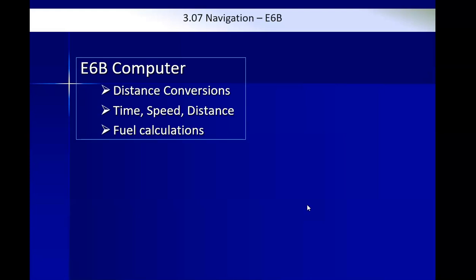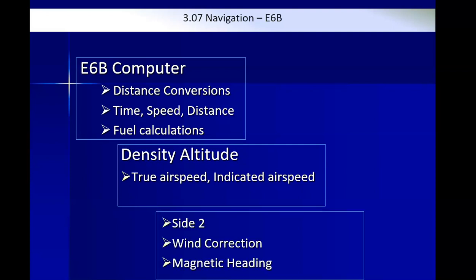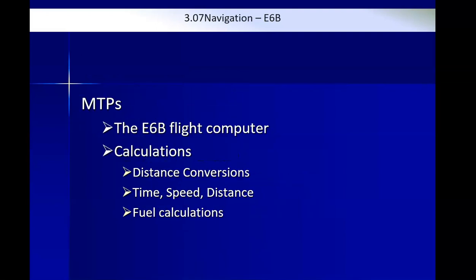You can do distance conversions, time, speed, distance calculations, and fuel calculations on the computer side of the E6. You can also do pressure altitude to density altitude conversions, true airspeed from your indicated airspeed, and on side 2, you can do wind corrections in both magnitude and heading. We'll look at both sides. Today we're going to actually concentrate on just the computer side of the E6. The calculations we're going to do today are distance conversions, time, speed, distance, and fuel calculations.